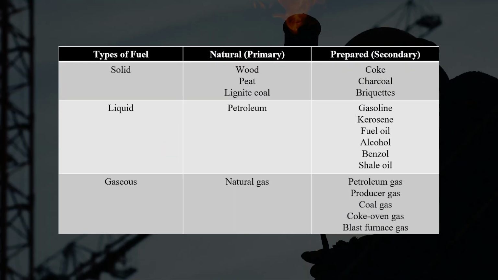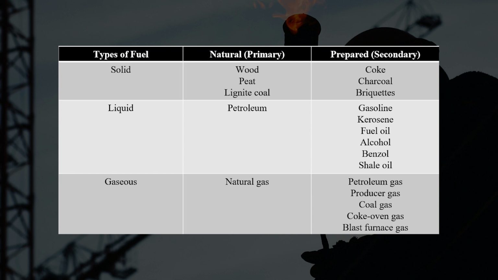Various types of fuels are there, and here we can see in this chart the types of fuels like solid fuel, natural wood, peat, lignite coal, and what is prepared from this wood is called coke, and peat, charcoal, and lignite coal, briquettes. Using liquid as a fuel, primary fuel, petroleum is the natural primary fuel, and using this petroleum we can prepare secondary fuel like gasoline, kerosene, fuel oil, alcohol, benzol, shale oil etc.